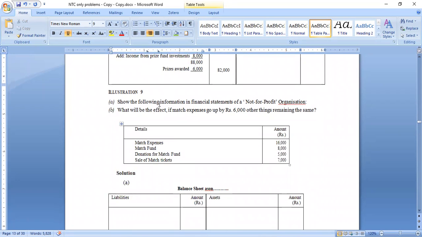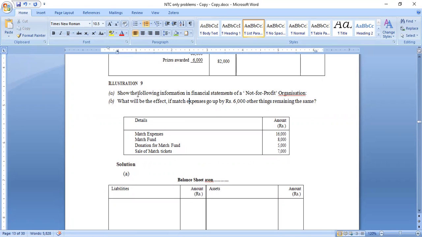So we are going to the next illustration relating to the special fund. Match fund. Show the following information in the financial statements of a not-for-profit organization or non-trading concern. So we have to show the information in the final statements.